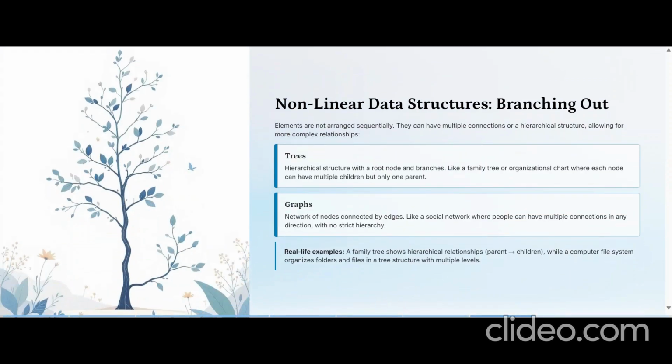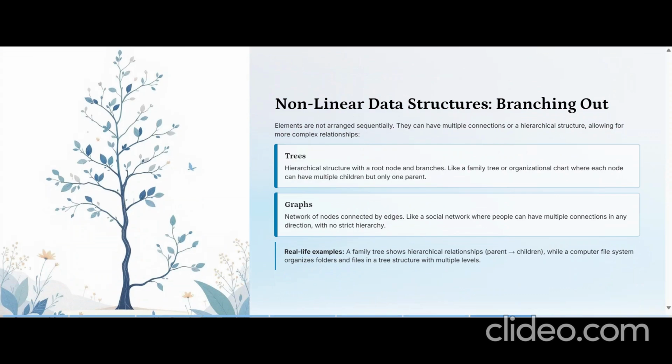After that, the fourth type is the tree data structure, which comes under the non-linear data structures. Trees store the data in a hierarchical fashion. We can say in a tree there is a root node at the top. It has branches like a family tree or organizational chart, where each node has multiple children but only one parent, right?